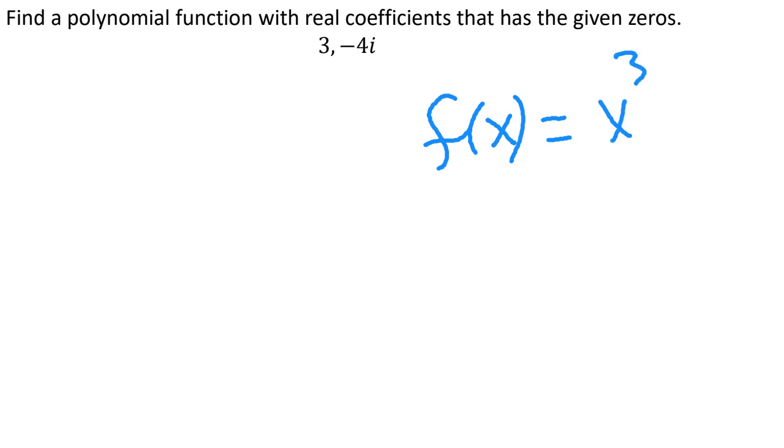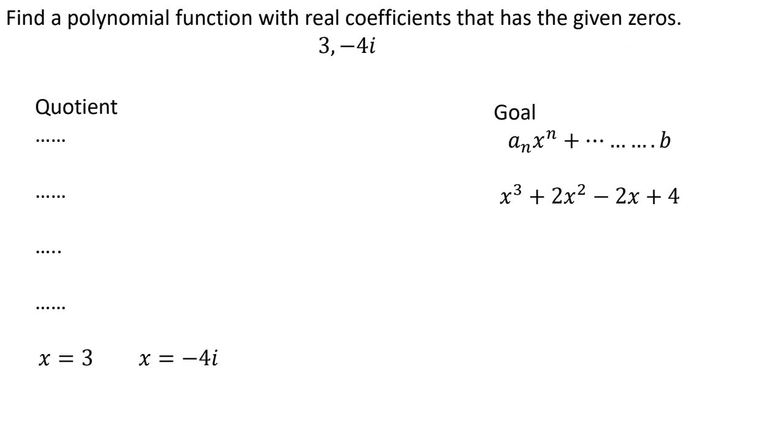X cubed plus blah, blah, and so on. Okay. So that's what we're trying to find. So one of the things that they do here is they give us 2 zeros. So again, our goal is going to be to end up with a polynomial that looks like this one here. They tell you that x equals 3 is a 0 and x equals -4i is a 0. So whenever you have an imaginary 0, its conjugate is also going to be a 0.